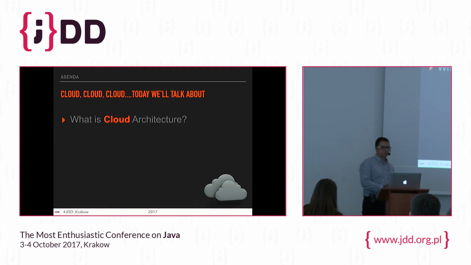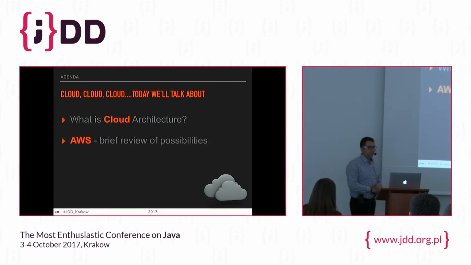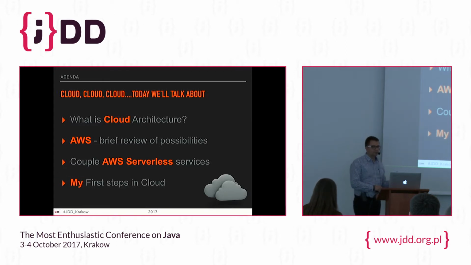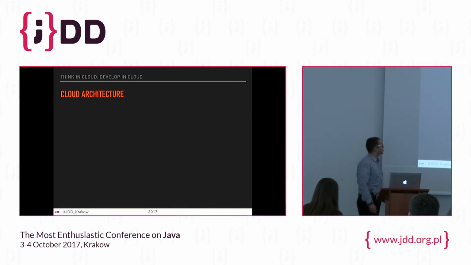Okay, let's start with the agenda. We'll say a couple of words about cloud architecture. Then we'll review AWS basic possibilities. And then we will look at some serverless services that AWS is offering. At the end, because in the previous lecture we had some issues with this kind of stuff, I hope that it will work, and I will be ready to roast a small service for you. So let's start with cloud architecture.